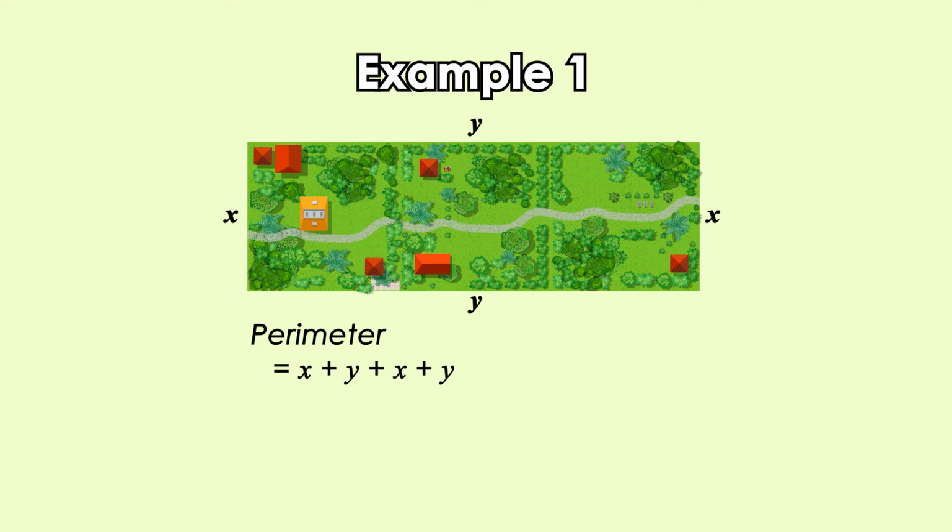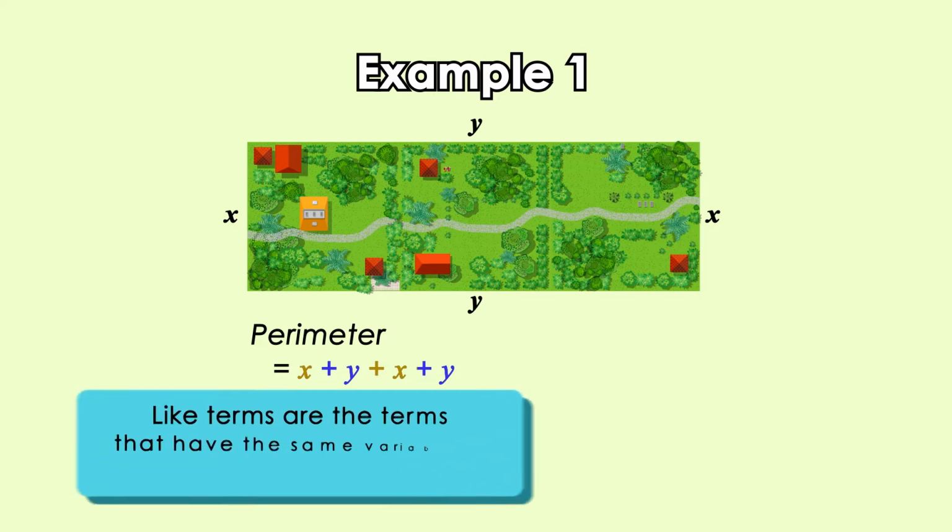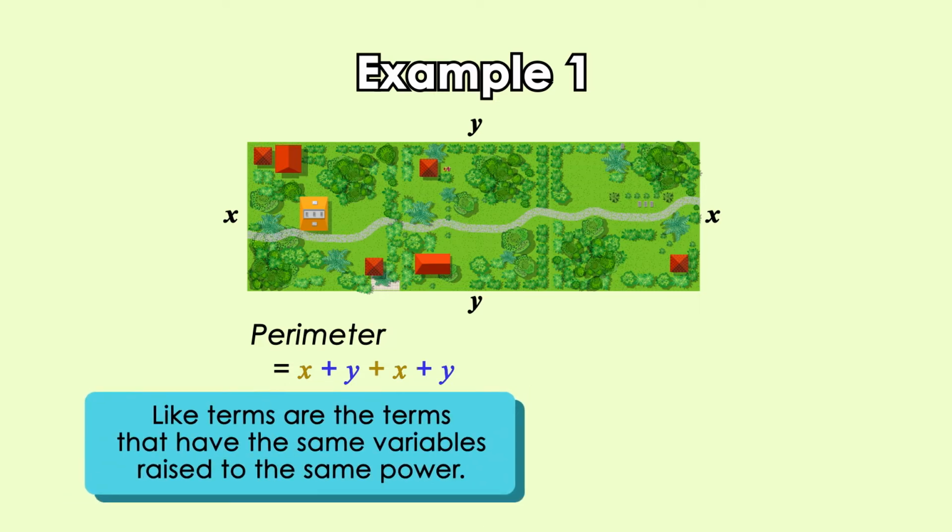This algebraic expression consists of 4 terms with 2 different variables, the variable x and the variable y. This algebraic expression can be simplified. It is easier if we group the like terms first. Do you know what like terms are? Yes, like terms are the terms that have the same variables raised to the same power. Can you identify the like terms?